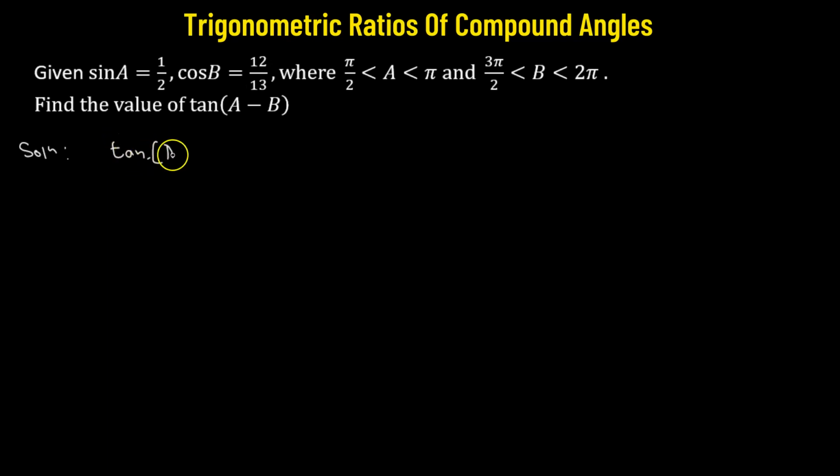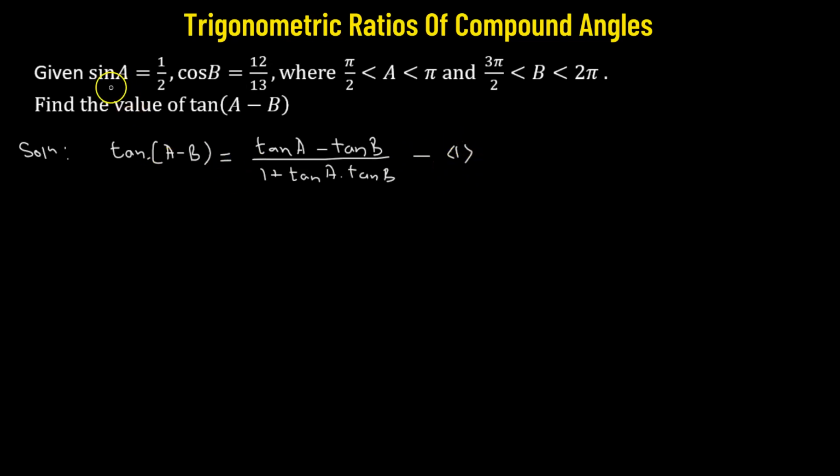Now tangent of A minus B, when we expand it, is going to have the form tangent of A minus tangent of B, divided by 1 plus tangent of A multiplied by tangent of B. Right. So this is what we need to find. We need to find out the value of tangent of A and tangent of B. That is going to help us find tangent of A minus B. So let's label this as equation number 1.